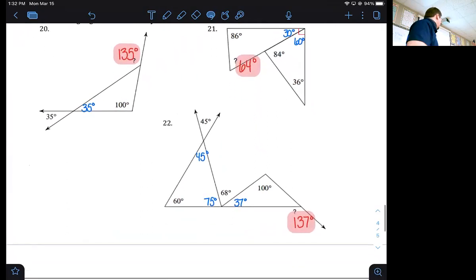And then the last one, number 22, is a 137-degree angle. This angle is vertical from the 45-degree angle, so it's 45. 45 and 60 makes 105. Subtract that from 180, you get 75. These 3 angles add up to 180.